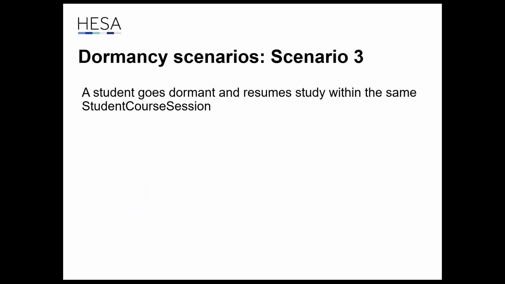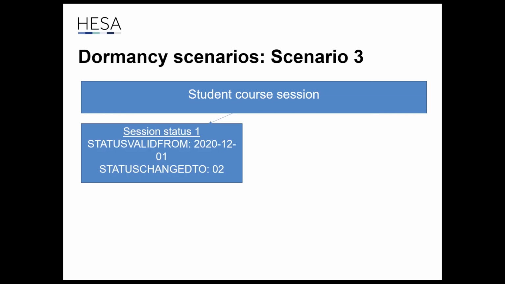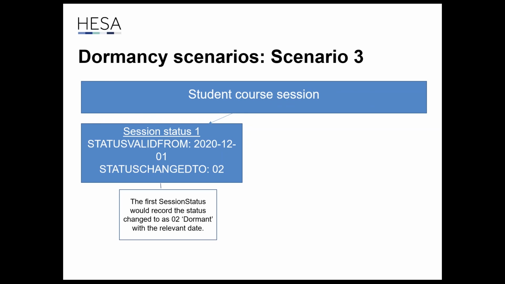Scenario 3, I've mentioned this when we were talking about the active status. So a student goes dormant and resumes study within the same student course session. It starts off the same as our other scenarios. You would have one session status update, the status valid from date indicating the date that they moved to dormant, and a status change to of 02, again dormant. So it starts off the same as the other two scenarios. Student has moved to a dormant status on that date.